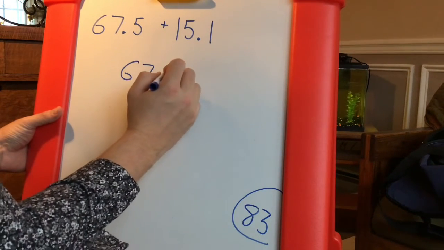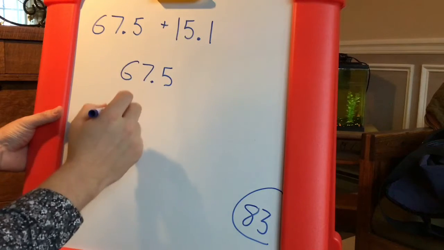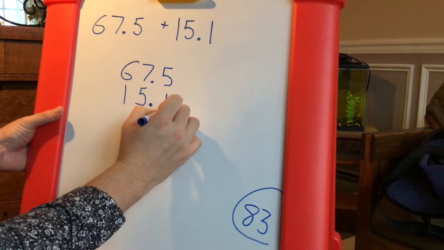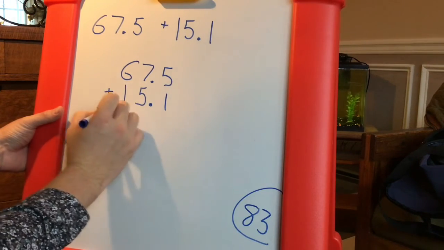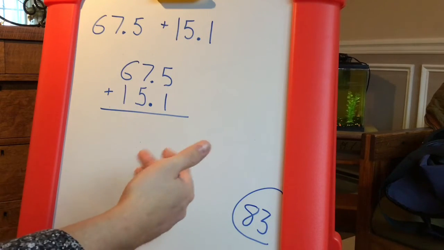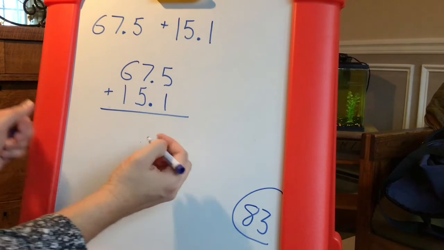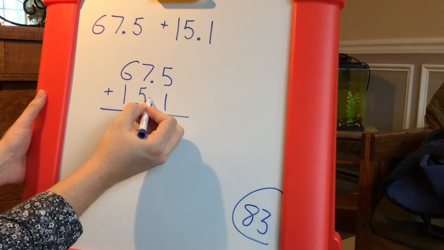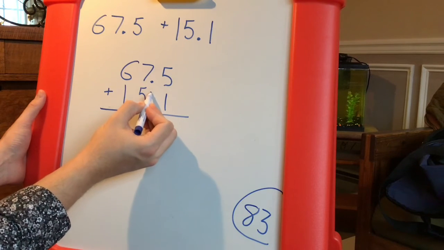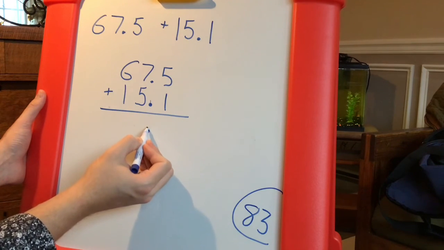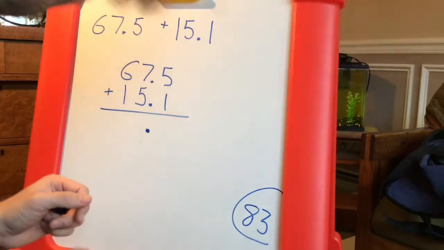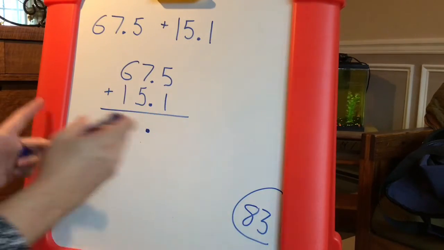67 and 5/10 plus 15 and 1/10. Now, the last step that I have to do when I'm talking about decimals is I must include the decimal in the same place in my answer. Notice how I just lowered an imaginary line and put the decimal right there. Very important. All right, 5 and 1 is 6.